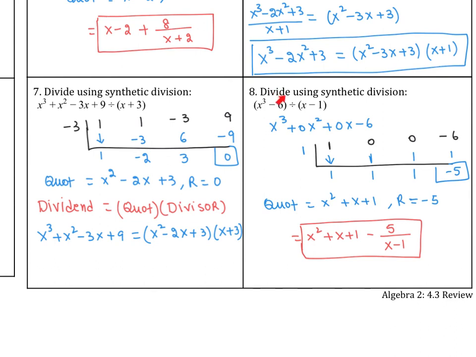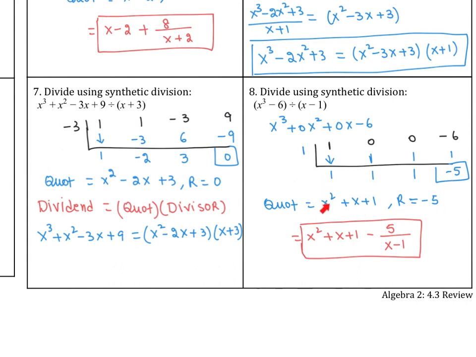So now divide using synthetic division. This polynomial we have to complete. So x squared is missing, so 0x squared. X term is also missing, so 0x minus 6. Coefficients are 1, 0, 0, and negative 6. Bring down the 1 as it is. 1 times 1 is 1. 0 plus 1 is 1. 1 times 1 is 1. So 0 plus 1 is 1. 1 times 1 is 1. So negative 6 plus 1 is negative 5. So remainder is negative 5.